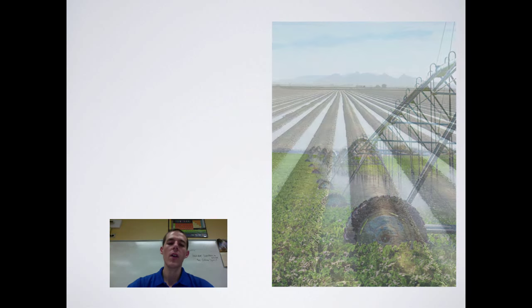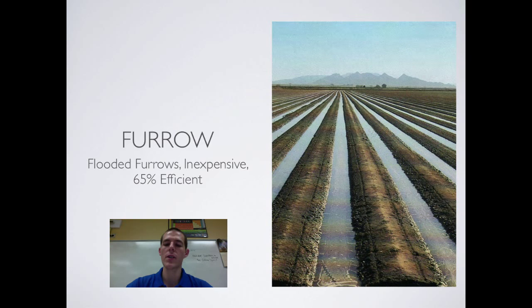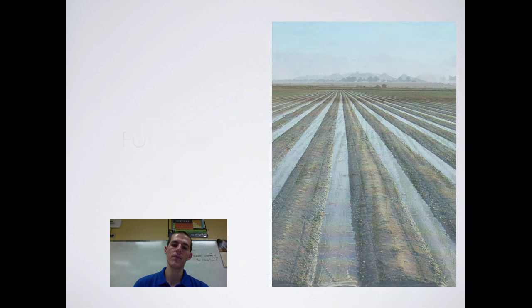So starting out with furrow irrigation. Furrow irrigation is the oldest form of irrigation. It is the simplest. You simply just dig a furrow down the middle of your field and then flood that furrow with water. It's nice because it's inexpensive, but it's also only 65% efficient. So that means that if you were to flood that furrow with 100 gallons of water, 65 gallons of the water would actually be available to the plants. The other 35% would either run off the land or evaporate. So furrow irrigation, it's easy, it's cheap, and it's 65% efficient.